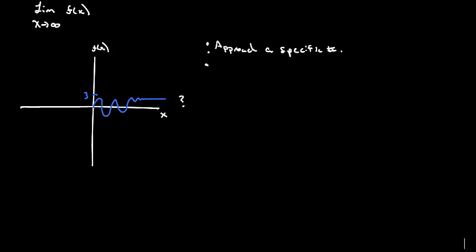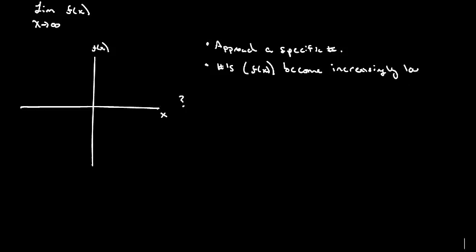We could just explode with our values. Our values could maybe not approach a specific number because they go off towards infinity themselves. So let me delete this. Let me show you what that would look like. So it's possible that our numbers, what I mean by the numbers is the f of x values, become increasingly large, either positive or negative, it doesn't matter.